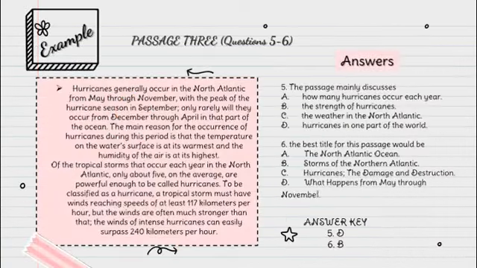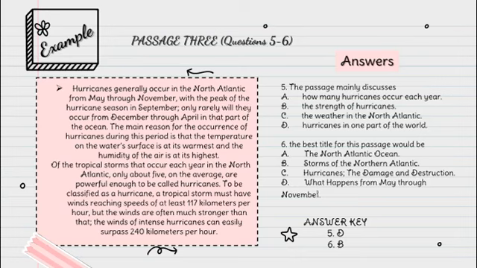Example passage 3, questions 5 to 6. Hurricanes generally occur in the North Atlantic from May through November, with the peak of the hurricane season in September. Only rarely will they occur from December through April in that part of the ocean. The main reason for the occurrence of hurricanes during this period is that the temperature on the water's surface is at its warmest and the humidity of the air is at its highest.